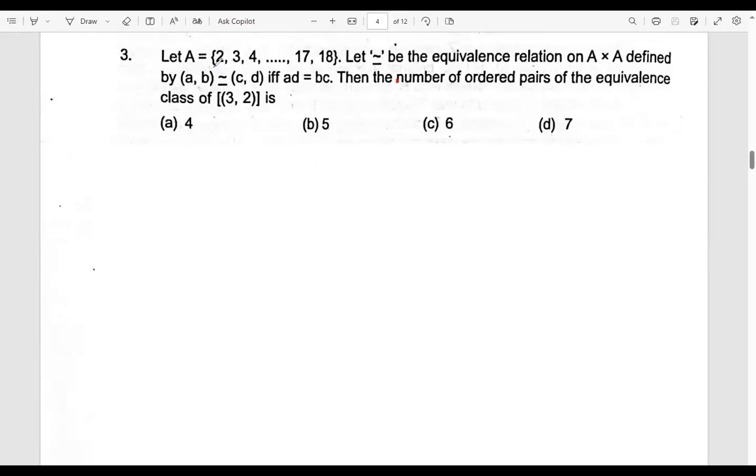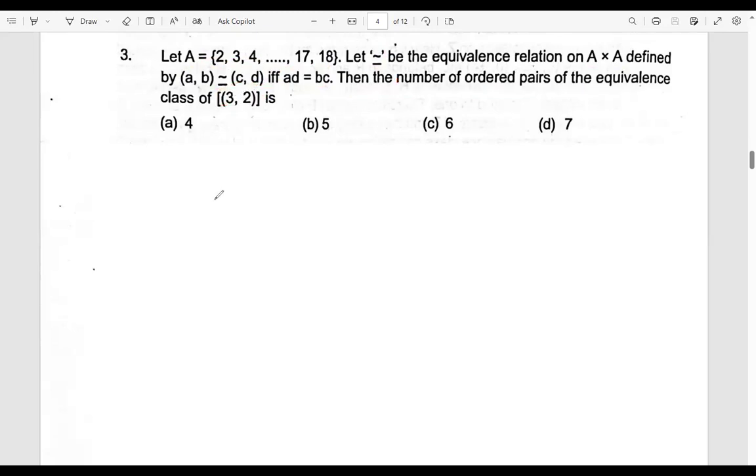In question number 3, we are given a set of natural numbers starting from 2 and ending at 18. And R is the symbol for the relation here, an equivalence relation from A cross A defined by this. The definition of the relation is ad = bc. We are supposed to find the number of ordered pairs of the equivalence class.